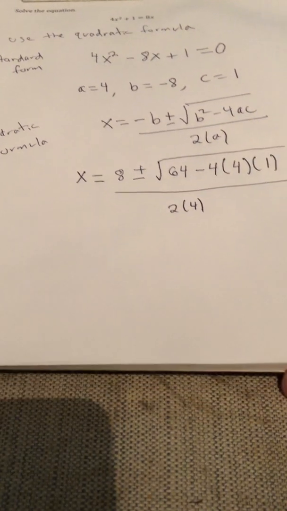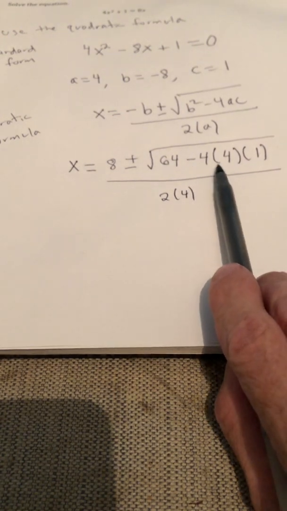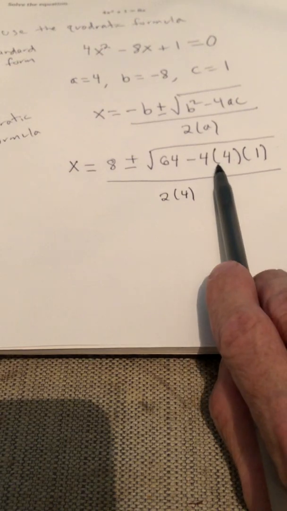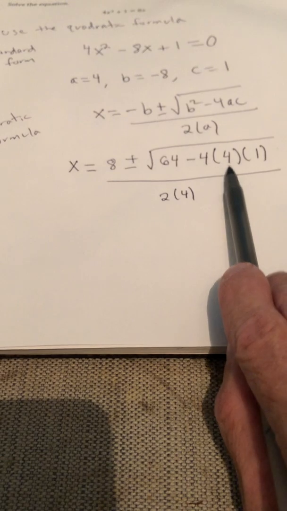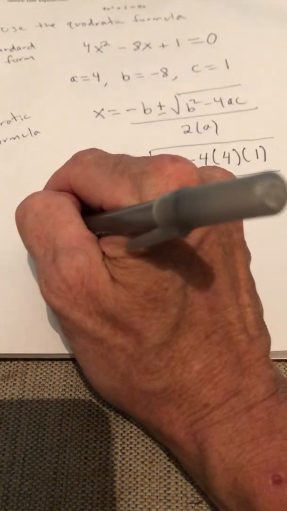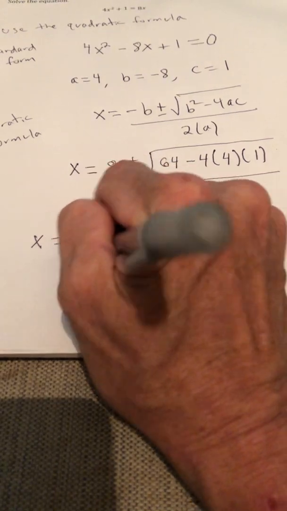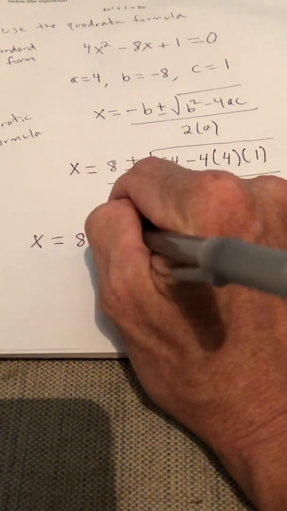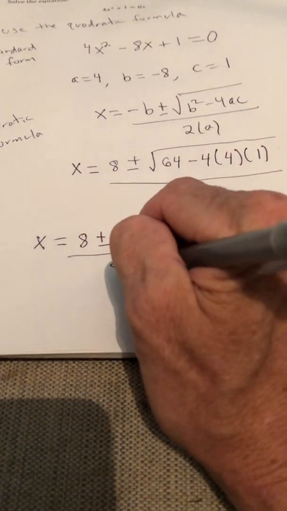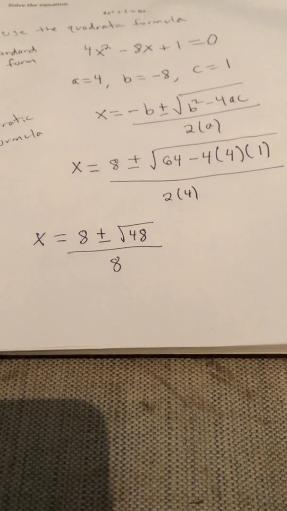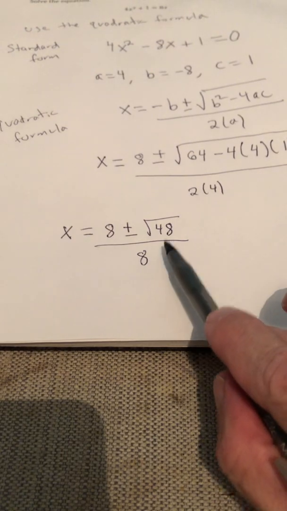So we're going to have to simplify the radicand. Use your order of operations. What we end up with is 64 minus 16, which is 48. So right now we have x is equal to 8 plus or minus the square root of 48 all over 8. Those are the values of x. Now, we're not finished yet because this can be simplified.